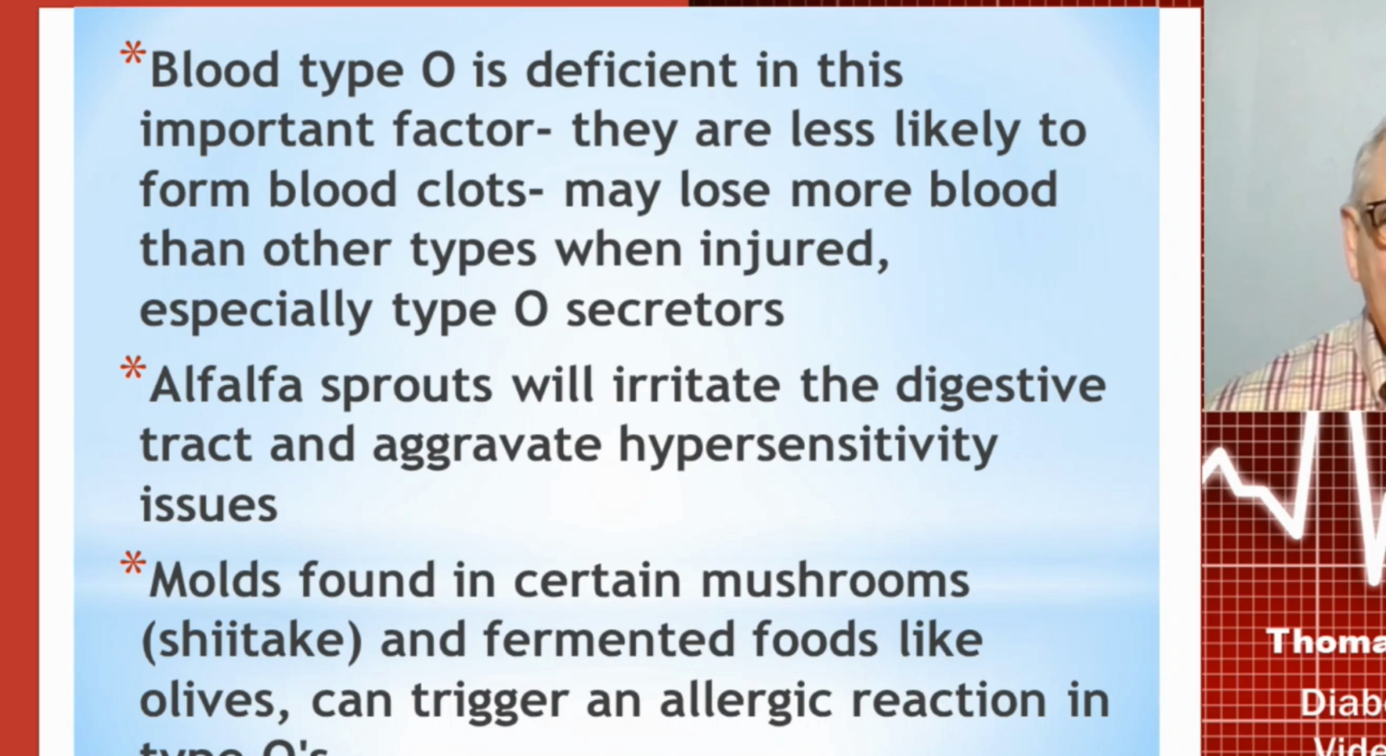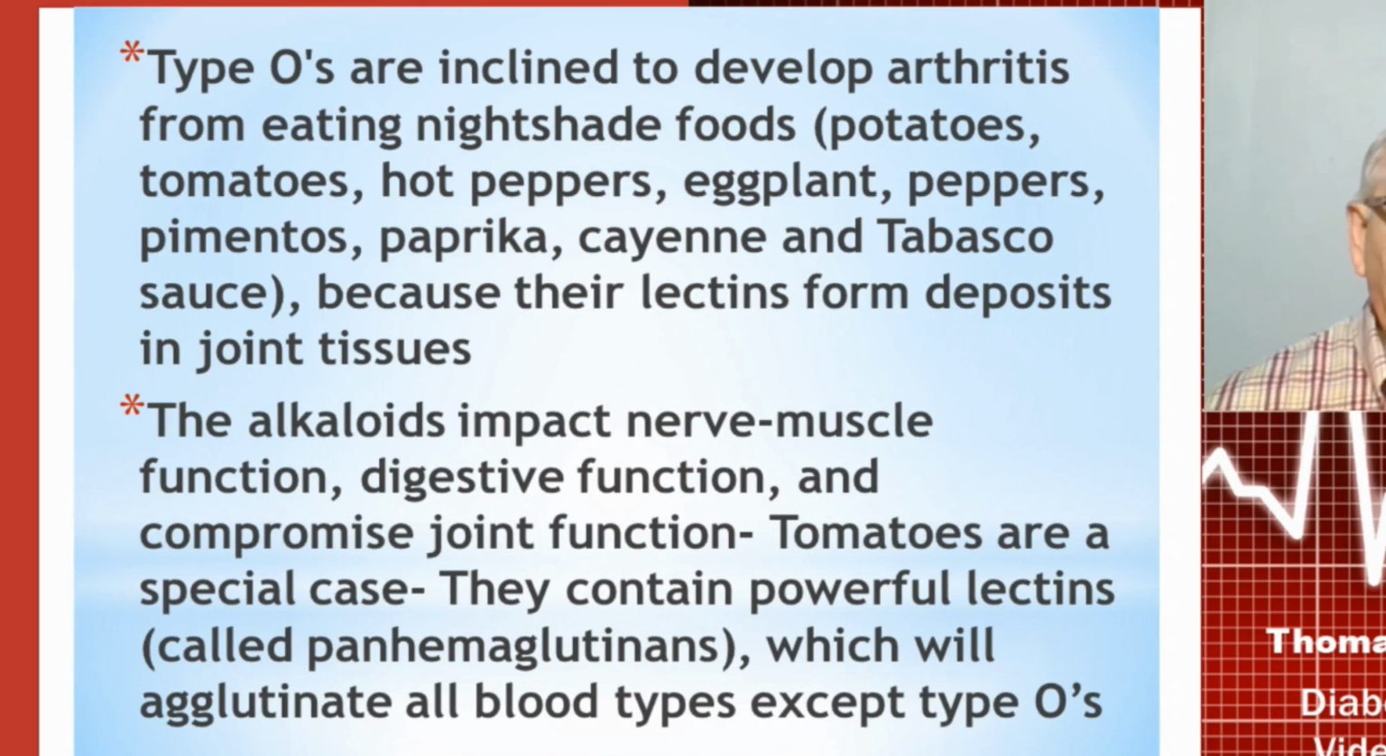Alfalfa sprouts will irritate the digestive tract, and it will aggravate hypersensitivity issues. Molds that can be found in certain mushrooms like shiitake and fermented foods like olives can trigger an allergic reaction in type O's. Type O's are inclined to develop arthritis from eating nightshade foods, especially the potatoes, the tomatoes, hot peppers, eggplants, peppers like bell peppers, pimentos, paprika, cayenne, and Tabasco sauce, because their lectins form deposits in their joint tissues. The alkaloids impact nerve, muscle function, digestive function, and compromise joint function.